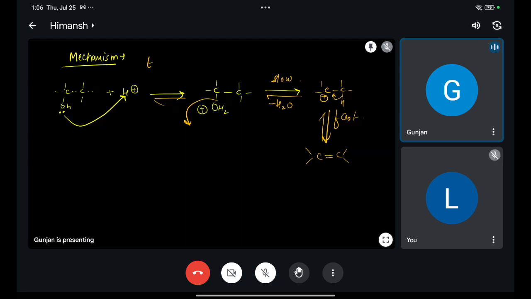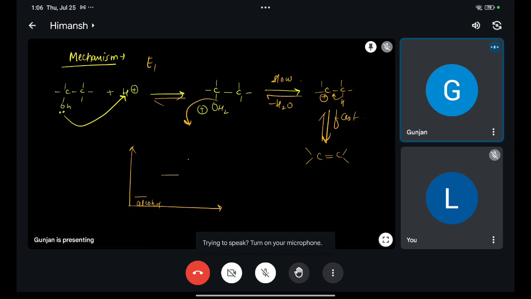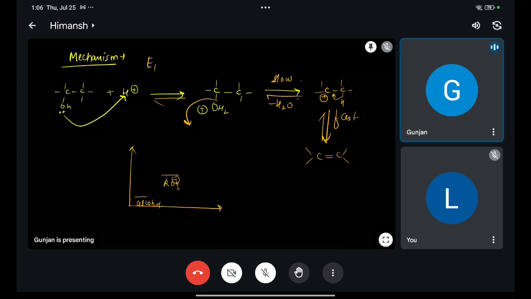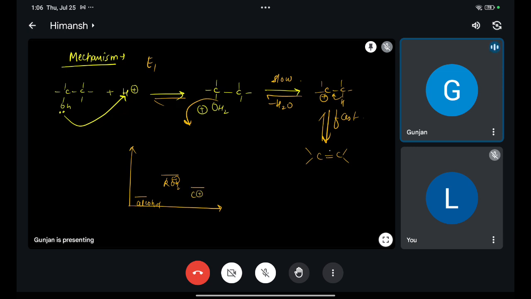This is through E1 that I'm showing you. The carbocation which is forming over here, rearrangement is possible for this. So the energy profile diagram for this structure: alcohol over here, then we get ROH2 positive, then this carbocation, then this alkene. So these are the products we are getting.